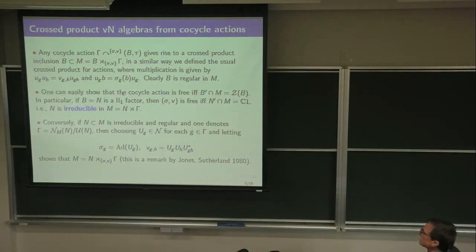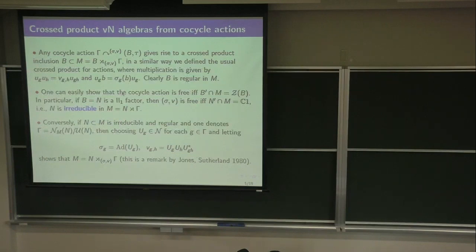Okay, so in other words, when you have a cocycle action on a II1 factor, that gives rise to a cross product algebra with the subfactor N naturally sitting in it, and it's regular in it, obviously.